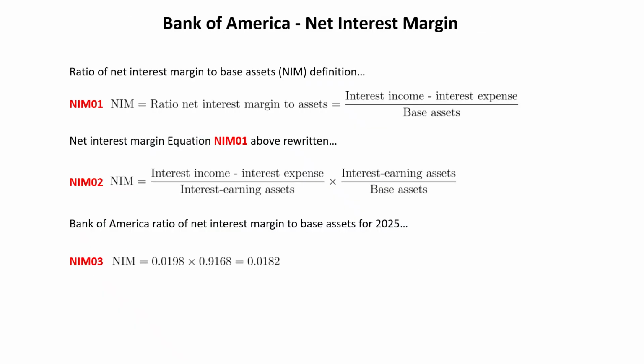The first calculation that we want to make is net interest margin. For our purposes, we define that as the numerator being interest income minus interest expense, or basically the spread business, divided by my asset base. NIM01, the first equation, defines what net interest margin is. Then we work through all the way down to the last equation, NIM03, where we plug the values from the model parameters slide, the previous slide, into that equation. So we get a net interest margin of 0.0182, or 1.82%.